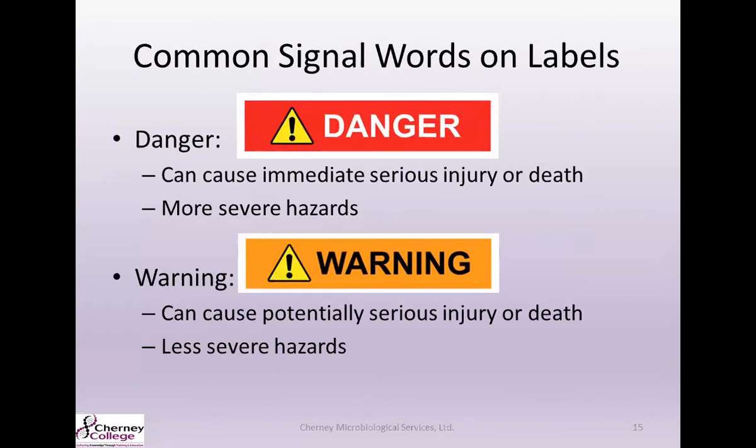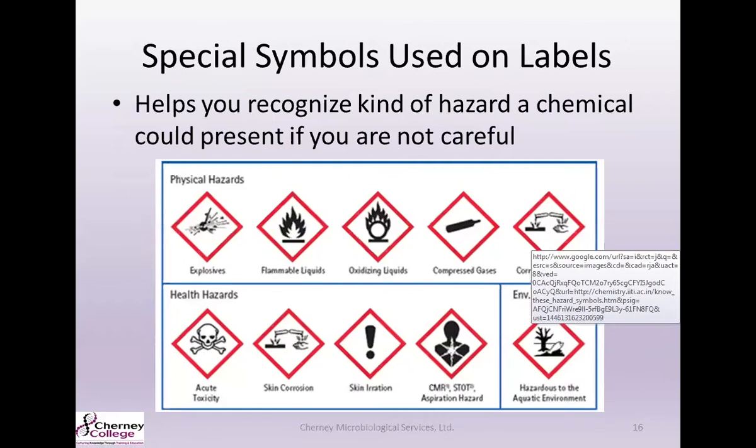It's important to know when you're looking at safety labels the difference between signal words. Danger is going to indicate a more severe hazard and can cause immediate serious injury or death, whereas warning is going to be a less severe hazard and cause irritation or other issues. You'll also see some special symbols used on those labels. They can help you recognize if a hazard is present.